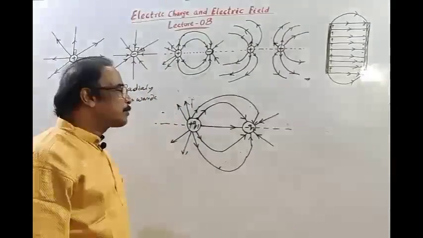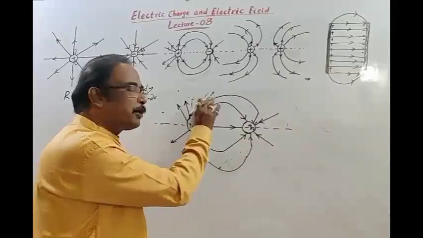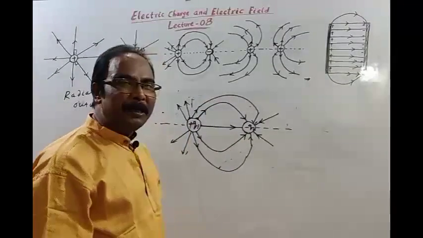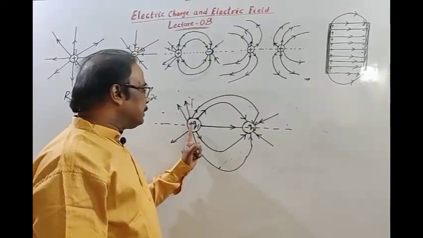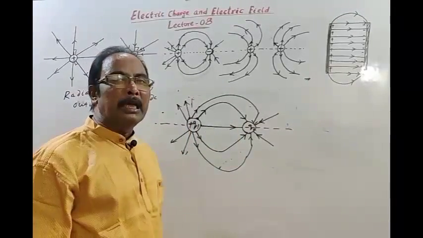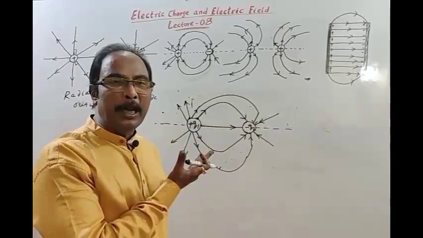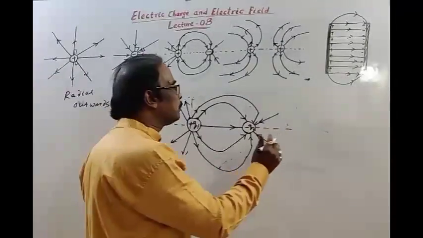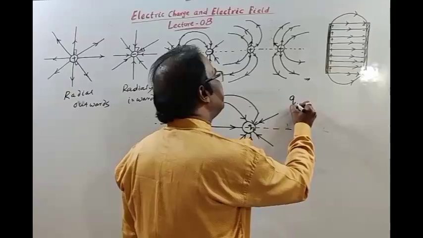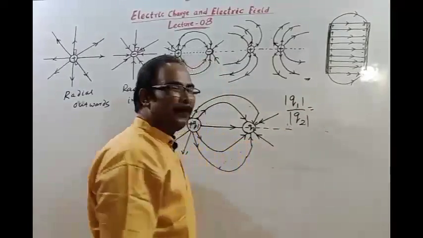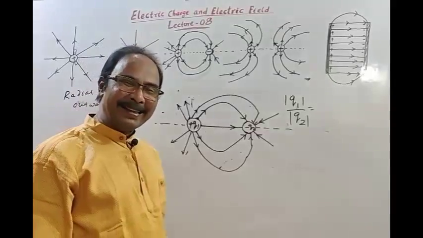Sometimes a question is asked. Suppose we refer to this diagram. Okay. This is a question from Concept of Physics. Suppose this is a positively charged body and this is a negatively charged body, and the representation of electric field lines is shown in the figure. Then if it is asked, what is the ratio of the magnitudes of Q1 to Q2? Okay. Another concept.